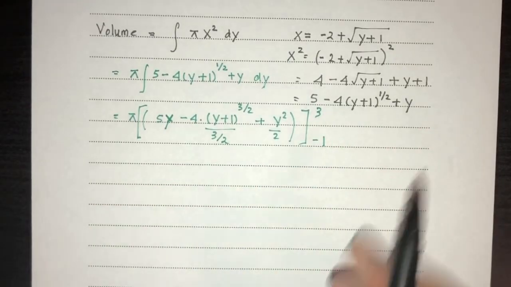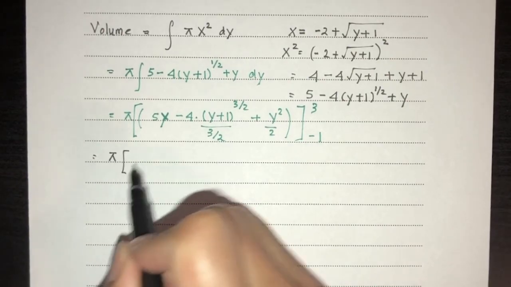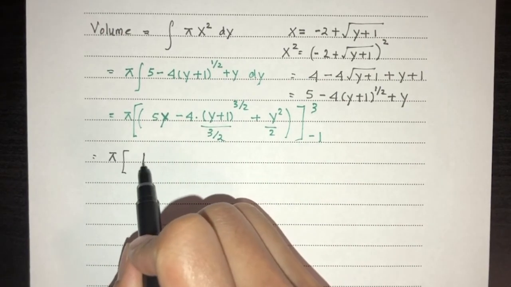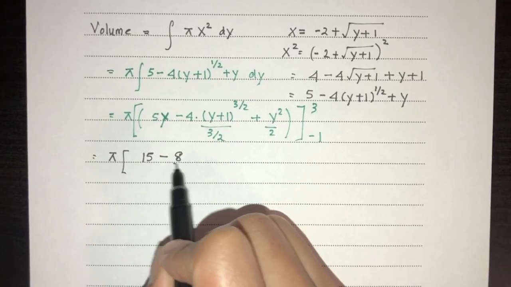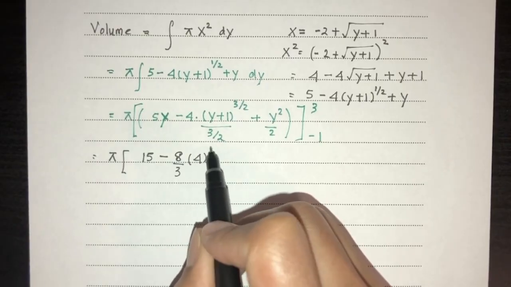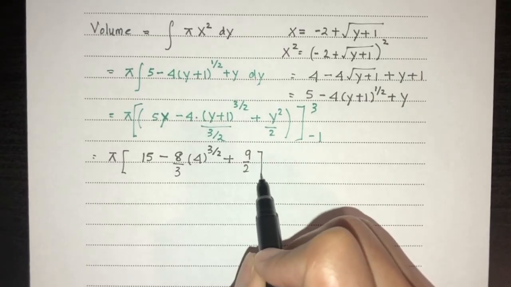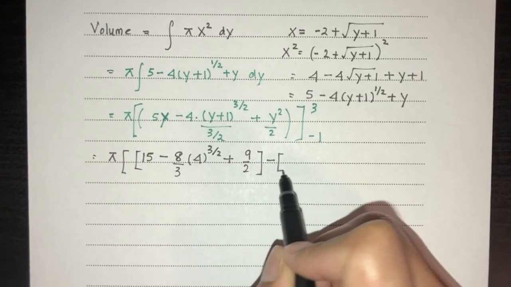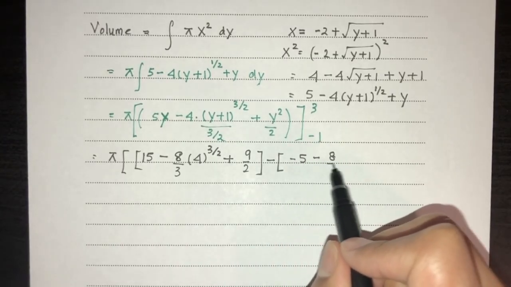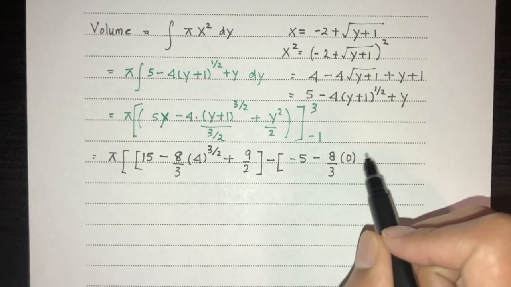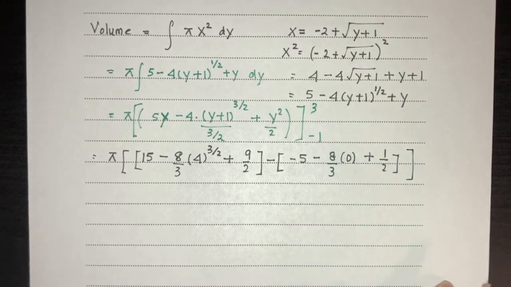Now using that, we have to replace the value of y one by one, right? So first, y will be 3. You have 5 times 3 is 15, minus 8 over 3 times (4) power 3 over 2, plus 9 over 2. That's when y equals 3. Now minus when y equals minus 1. That will be minus 5, minus 8 over 3 times 0, plus 1 over 2. Now let's simplify to see what happens.